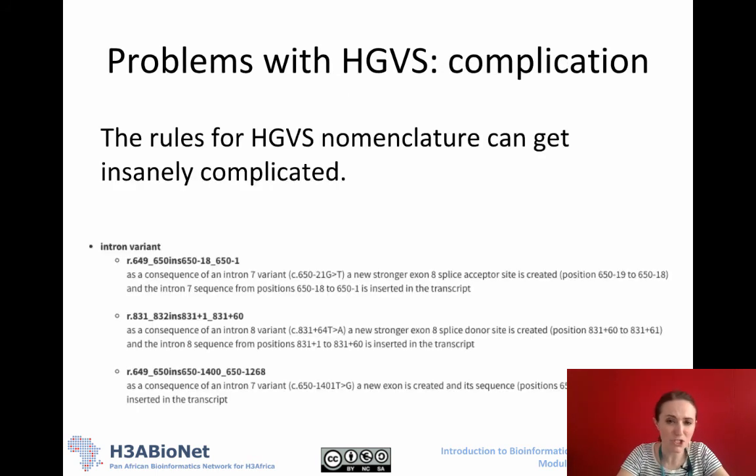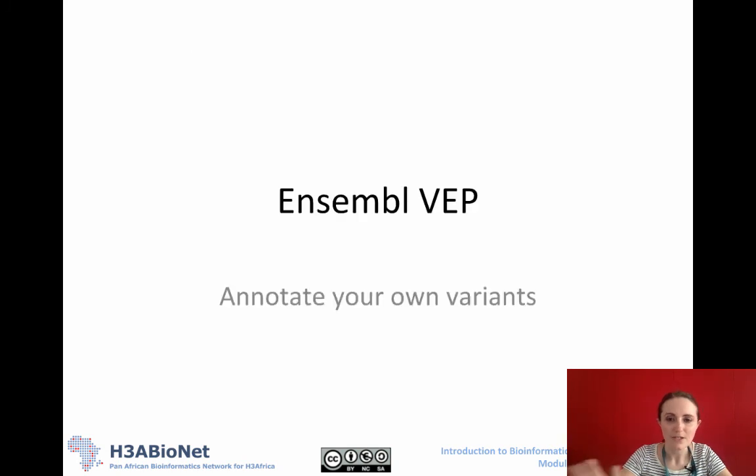Another thing is, once you get out of simple things like amino acid changes and things found in coding sequences, HGVS gets very, very complicated. Anything in an intron, things like insertions, these can be very, very complicated. There is documentation on it, and it's quite hard to follow. So I'm going to move on and talk about the Ensembl VEP.